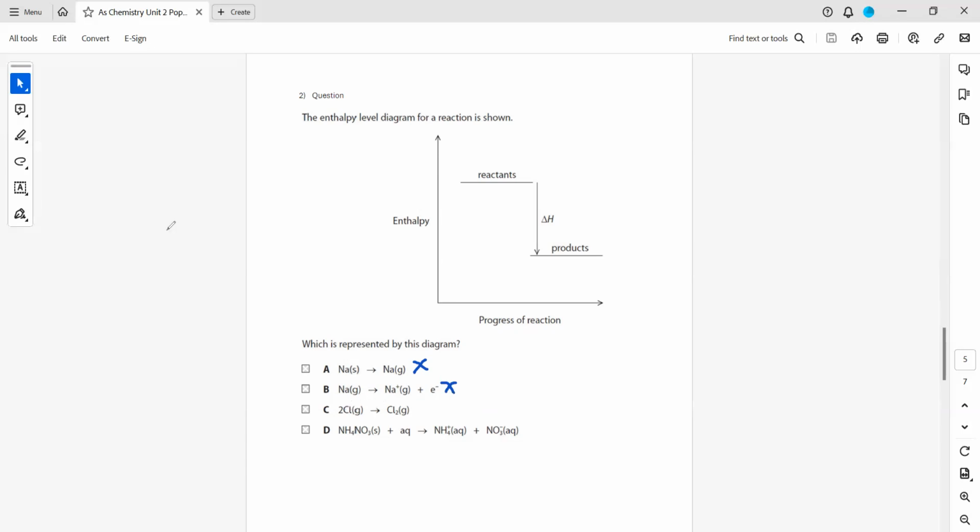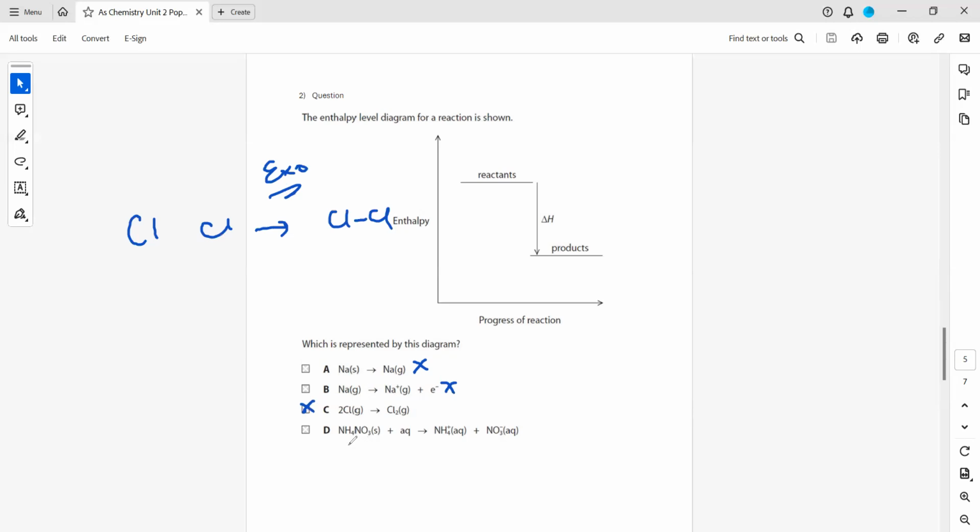Chlorine atoms will form a bond because bond forming is exothermic. Like when two chlorine atoms combine, they will form a chlorine molecule. Whenever bond forming happens, it is always exothermic. So this reaction will be exothermic.